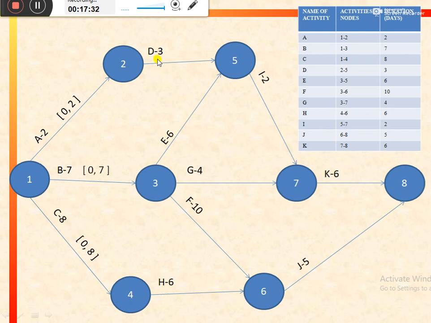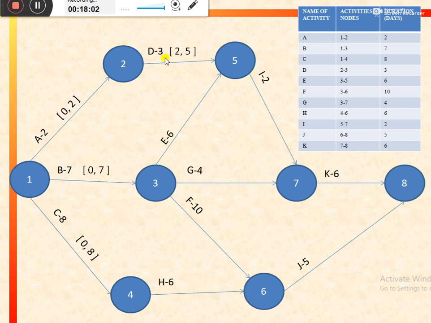Now we would move on to activity D. So for activity D, the earliest start would be equal to the earliest finish of the preceding or former activity, that is activity A. So activity A is the former activity for activity D. So the earliest start for activity D would be equal to the earliest finish for activity A, that is equal to 2.